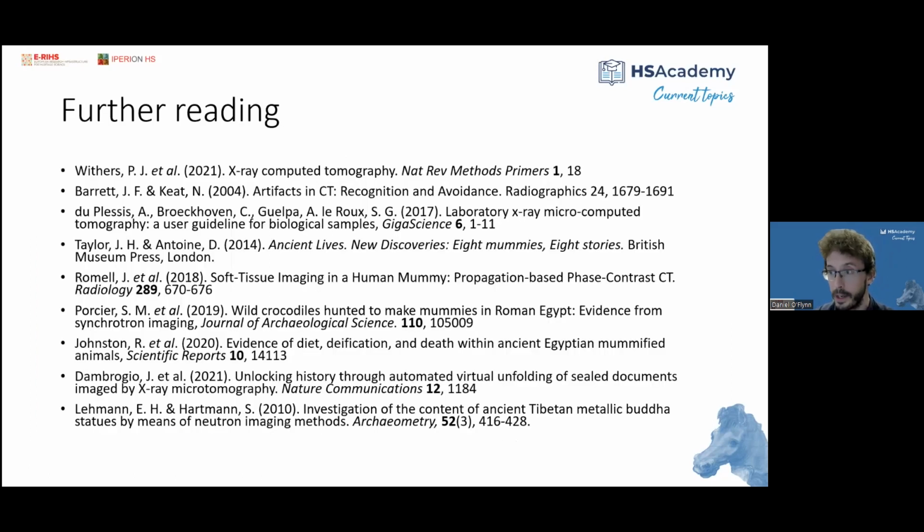I'll leave this slide up briefly if people want to take a screenshot of some further reading. Looking at the articles here, there's a really nice introduction to the process of X-ray CT, which came out a couple of years ago, and some discussions on how best to take CT scans and the kinds of artifacts you might encounter, and a user guideline, as well as some articles highlighting really interesting examples of X-ray CT when applied to cultural heritage material. And then the bottom article here is the neutron imaging work I just spoke about. And I think that brings me to the end of my talk.